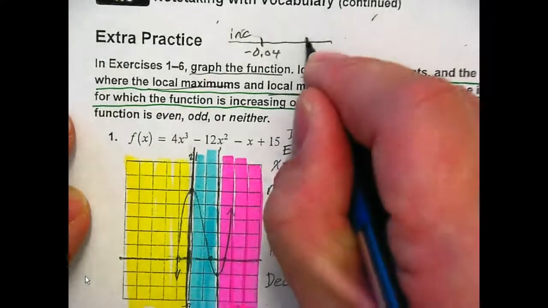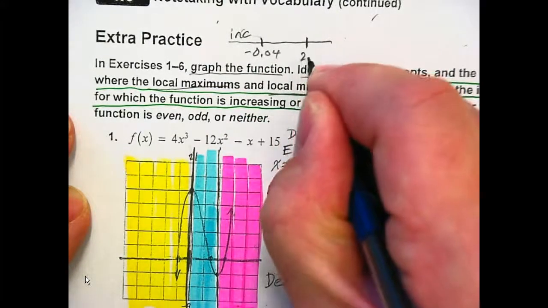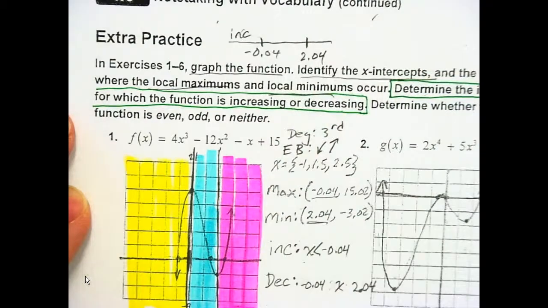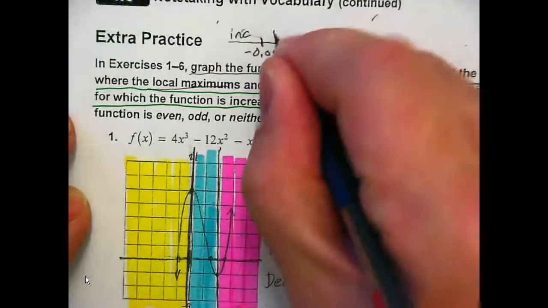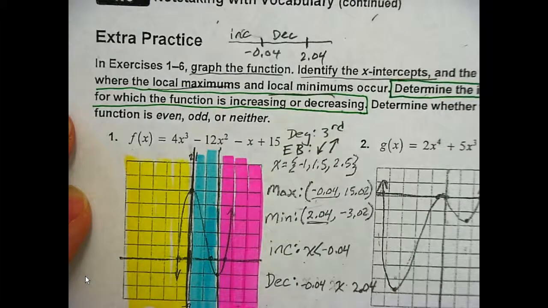So if we think of it as our number line here, 2.04. We're decreasing in this area. All right, so this would be when x is greater than negative 0.04 but less than 2.04.